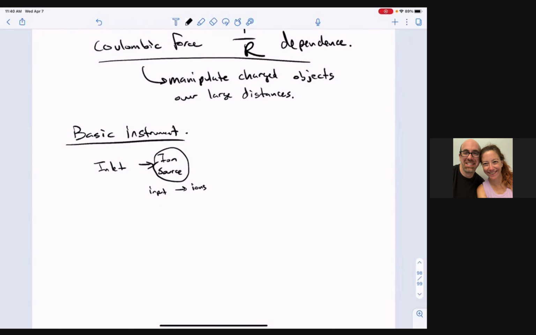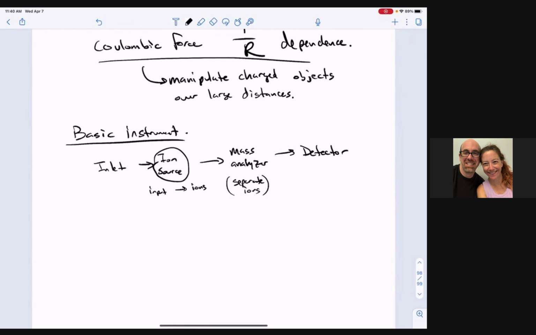After that, it has to go into the mass analyzer. The mass analyzer is sort of where you get the separation, right? So you separate ions at this stage, and then you have to have a detector. This is like the flow chart, if you will.